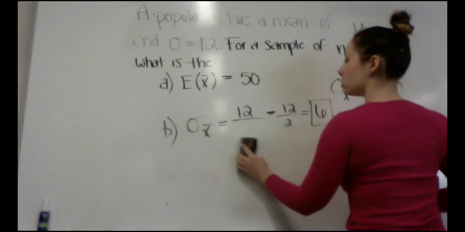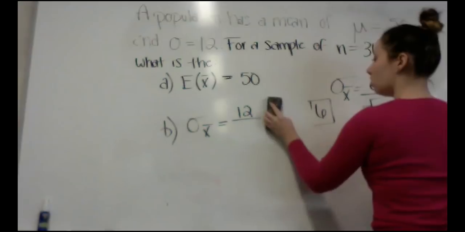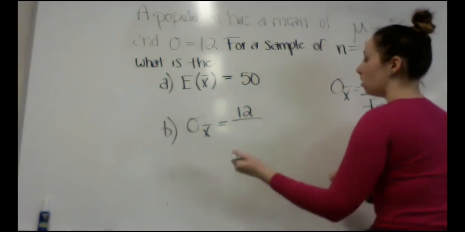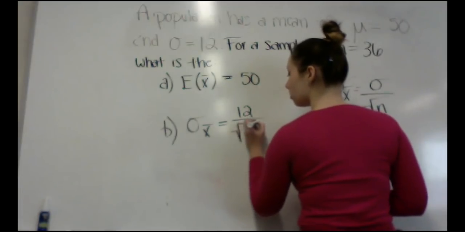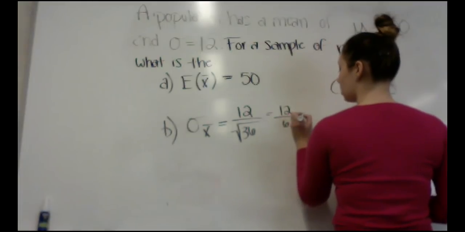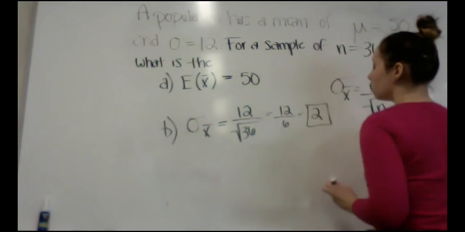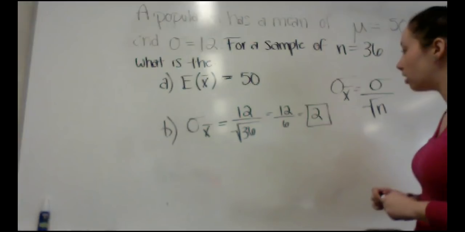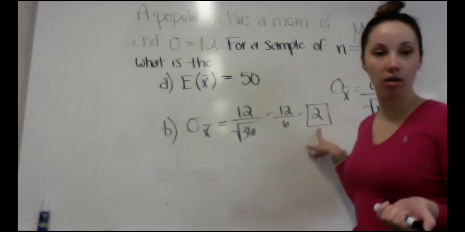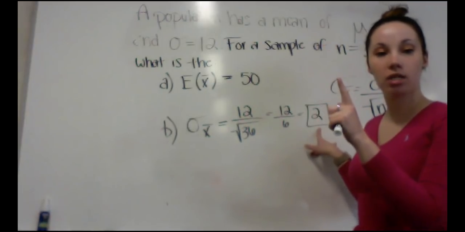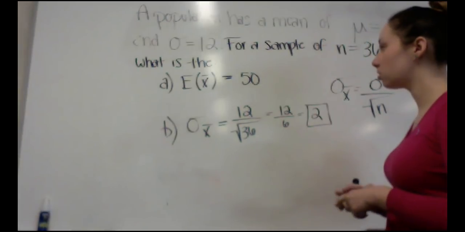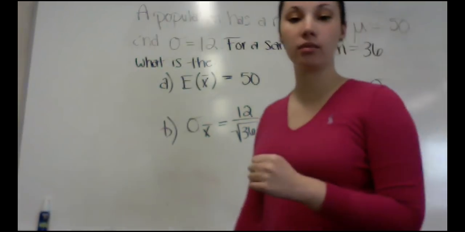All we've got to do is change the denominator because our population standard deviation is the same. So here, we just do square root of 36. 12 over 6 gives us 2. So we see that our standard error decreased when we increased our sample size. This is basically what I was saying earlier. When we increase our sample size, n goes up, our standard error goes down. This is a good example of that.